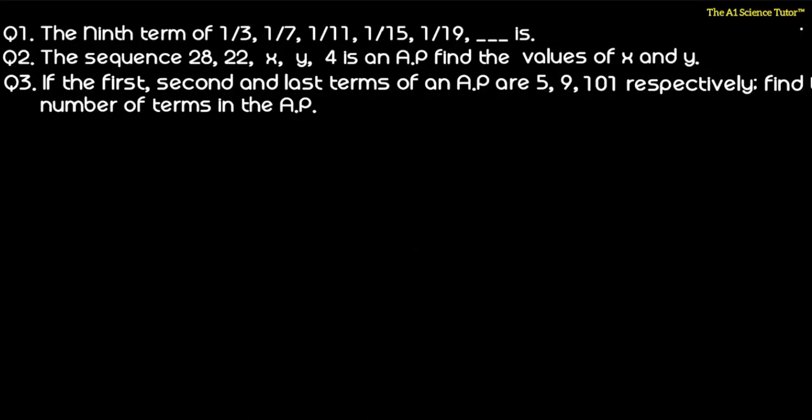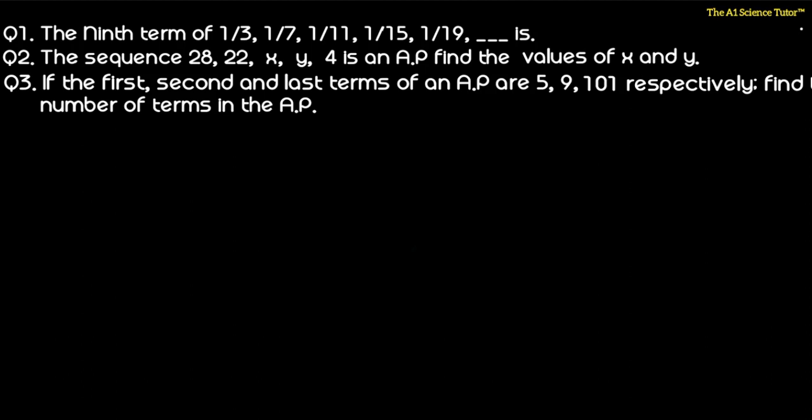In this video, we're going to look at 12 questions under arithmetic sequence or progression, as you might want to call it. So this is the first quarter of the 12 questions. Now question 1 says, the ninth term of 1 over 3, 1 over 7, 1 over 11, 1 over 15, and 1 over 19 is dash. So what is going to be the ninth term of this sequence?